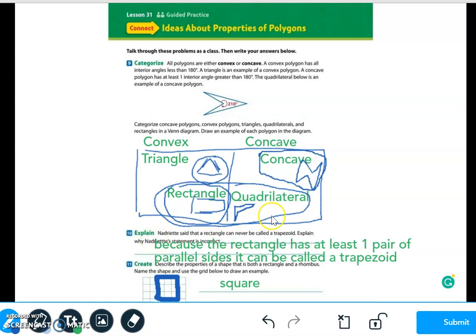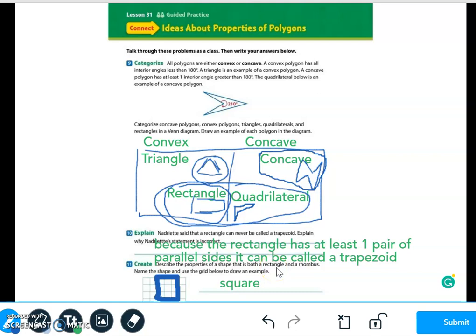So for 10, it's asking us to explain why she is incorrect, saying that a rectangle can never be called a trapezoid. We know that before, a trapezoid was said to have a pair of parallel sides. So because a rectangle has at least one pair of parallel sides, we know a rectangle can be considered a trapezoid.